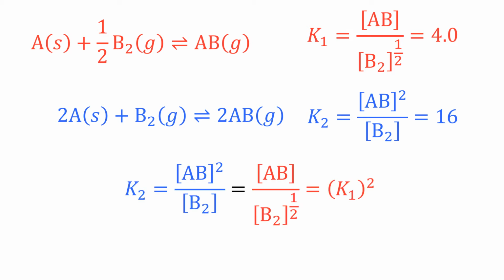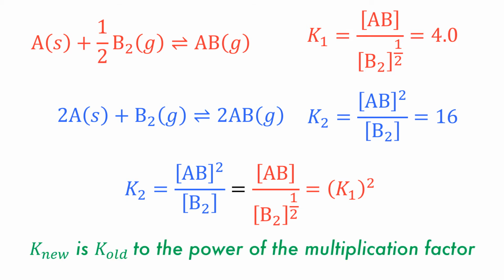If the equilibrium constants are compared, K2 is equal to K1 squared. And thus, the relationship between balanced equations is that K value of the new equation is equal to the old equation to the power of the multiplication factor.